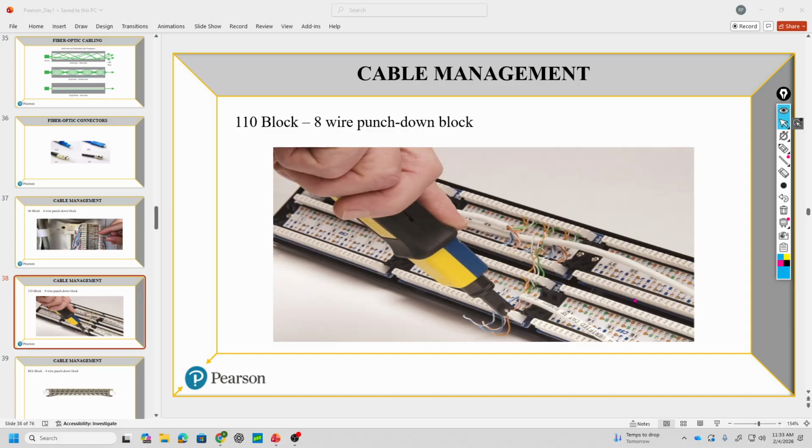We use what is called a 110 block, okay? It is an 8-wire punch-down block. And you notice all the colors on it. I call this networking for dummies. It tells you what color wire to put where. So this punch-down block would then correlate to a backside of a patch panel, because on the other side, the patch panel is going to then connect from that to the switch.